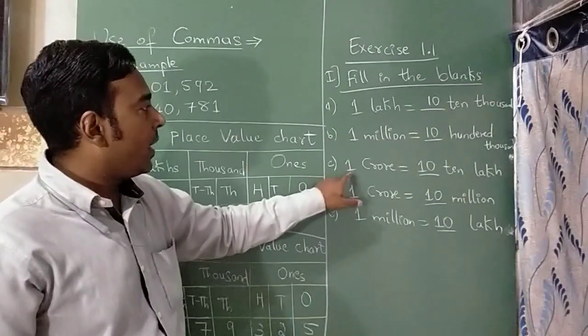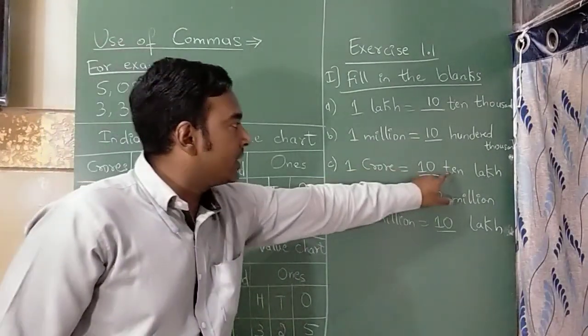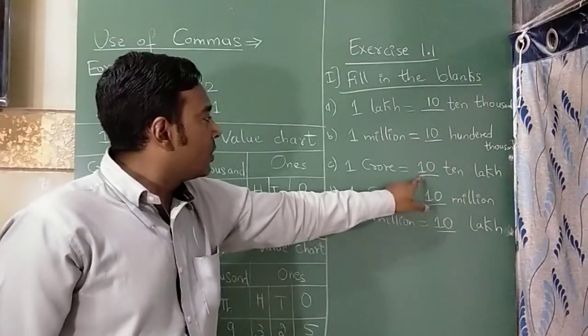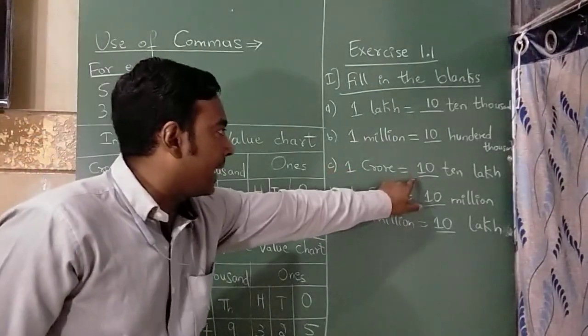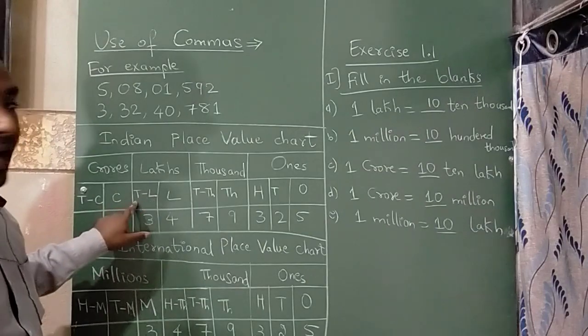Fine. Now let us see 1 crore. 1 crore is equal to dash 10 lakhs. So it is 10. So 1 crore means here. So it is 10 times 10 lakhs.